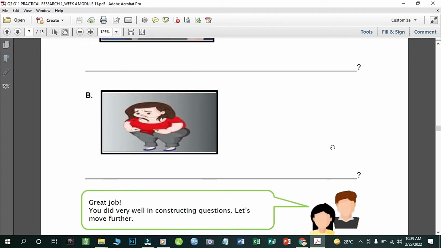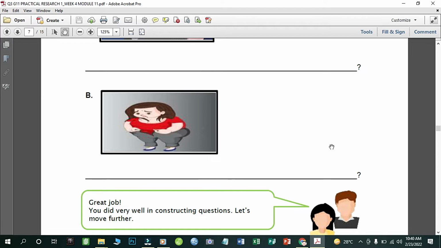Okay, let's have letter B. We have here a picture of obese women. Can you give me a sample question? Okay, correct. So a possible research question for this is: what are the experiences of overweight women? You can have that.